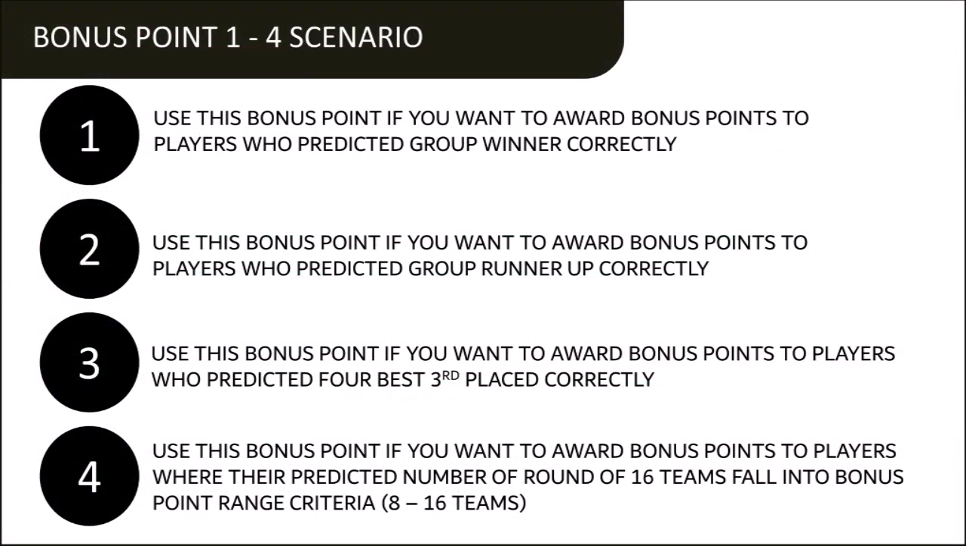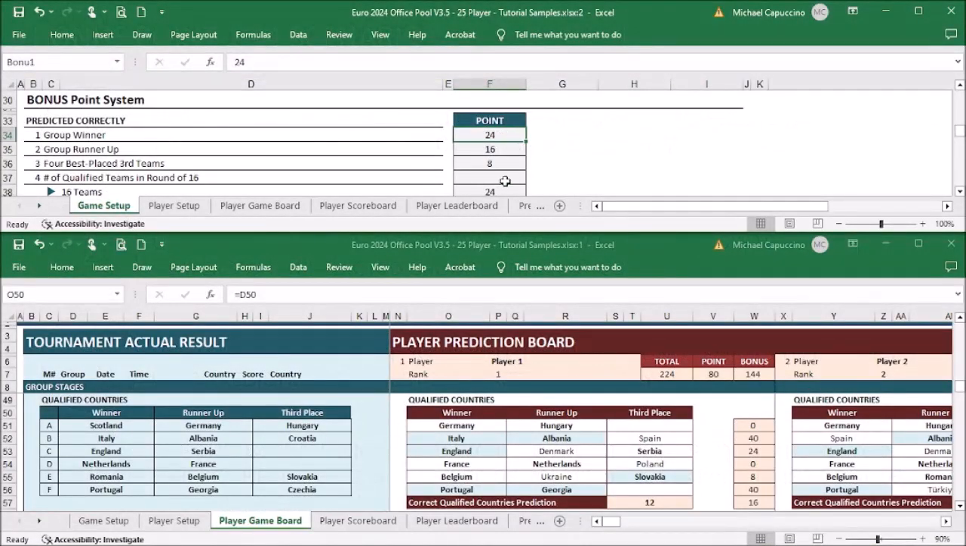Bonus points 1 to 4 are awarded to players who correctly predict the position of each team after all group matches are completed. Here, in this simulation, Italy is a group winner, and the player is awarded 24 points. Albania is a group runner-up, which made the player get 16 bonus points. Total bonus points are 40 points.